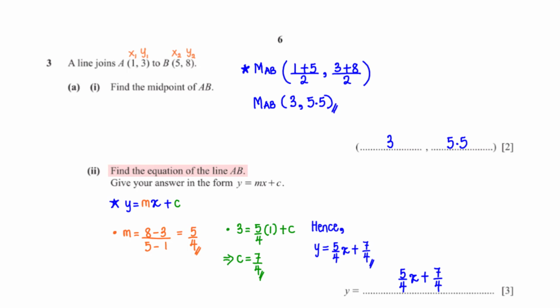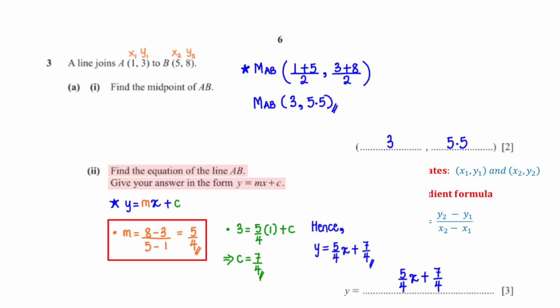Find the equation of the line AB. Give your answer in the form y equals mx plus c. The equation of a straight line can be expressed in the form y equals mx plus c. We get the gradient m of the line by applying the gradient formula. This gives us 8 minus 3 divided by 5 minus 1, which is equal to 5 over 4.